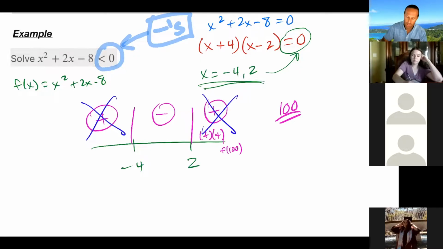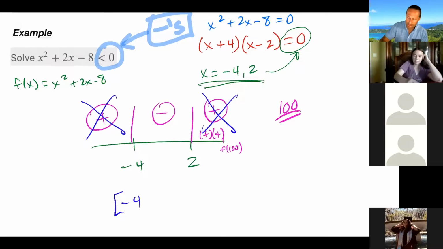So Brian, what should I be putting? From left to right, when do I start hitting my solution set? Bracket of -4. -4, you said bracket? Well, wait, parentheses. Good. Because if I stuck in -4 here and worked it out, what do I know I would get? 0. And did that make this true? Nope. Then it is not a solution.